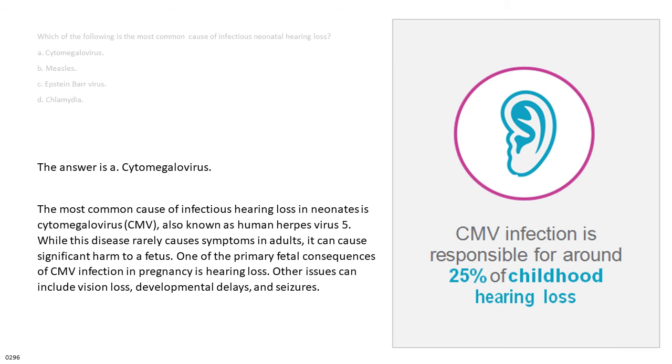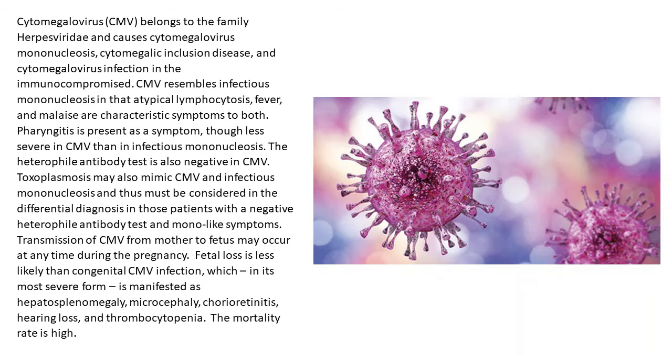The answer is A. Cytomegalovirus. The most common cause of infectious hearing loss in neonates is cytomegalovirus, CMV, also known as human herpesvirus 5. While this disease rarely causes symptoms in adults, it can cause significant harm to a fetus. One of the primary fetal consequences of CMV infection in pregnancy is hearing loss. Other issues can include vision loss, developmental delays, and seizures.